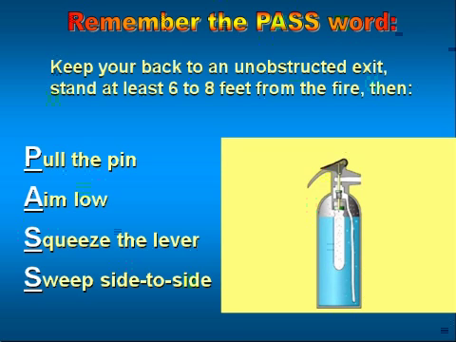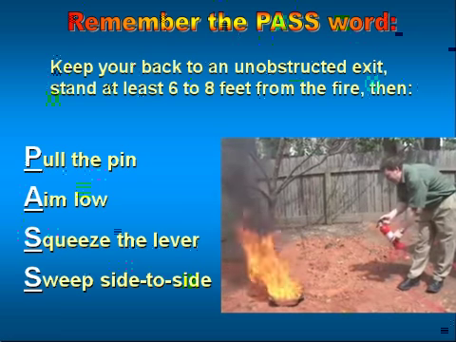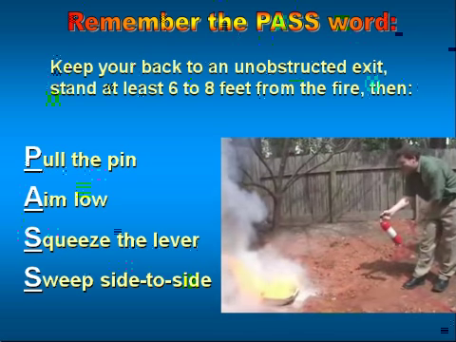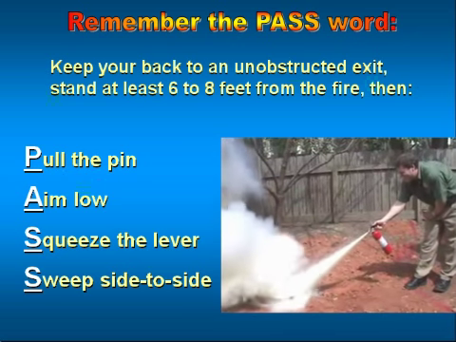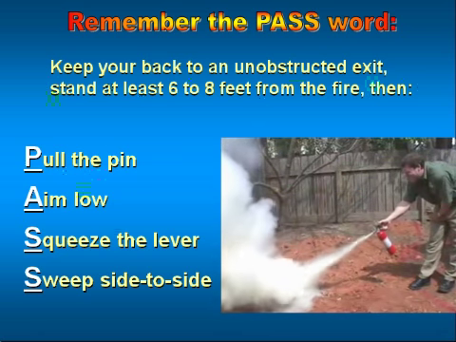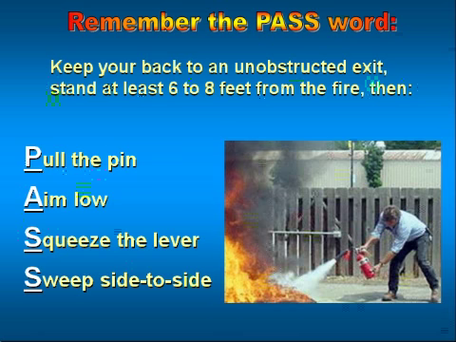Second part of that, the A stands for aim. I say aim at the base of the visible fire. Aim as low as possible at the base of the visible fire. If it's a trash can and you aim at the bottom of the trash can, that's not going to work. But if you aim at the base of the visible fire, which would be the lip of that trash can, and get the agent over the top of that lip, now you can control that fire.